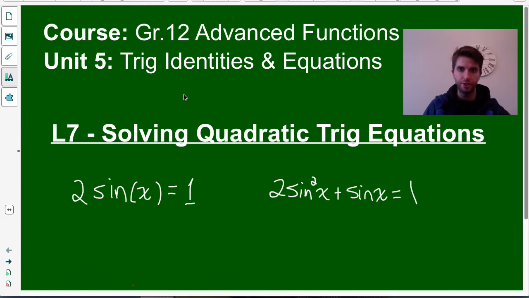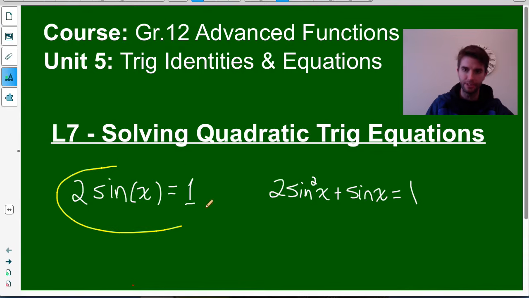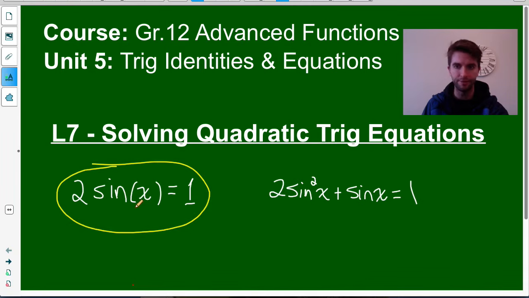This is Lesson 7, Solving Quadratic Trig Equations, and this lesson is from the Grade 12 Advanced Functions course. We are in Unit 5, Trig Identities and Equations. At this point in the course, you should be very familiar with solving linear trig equations, such as 2 times sine x equals 1, and you solve for values of x within a given interval.